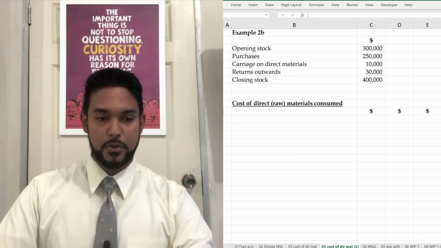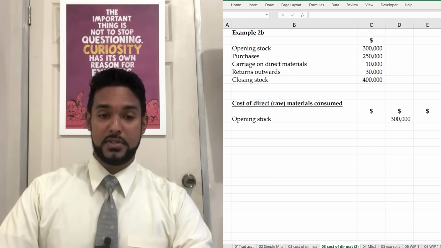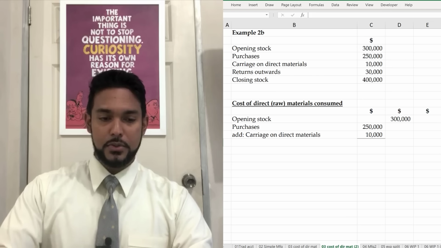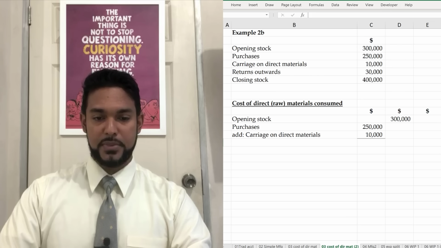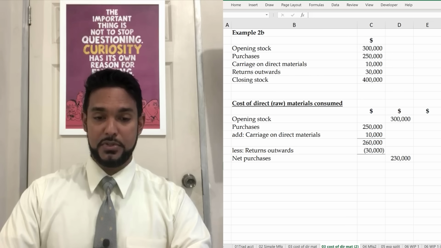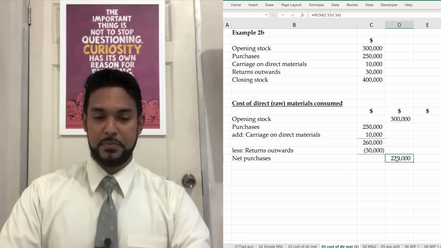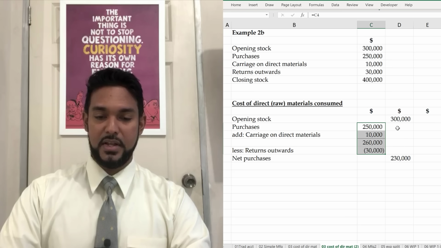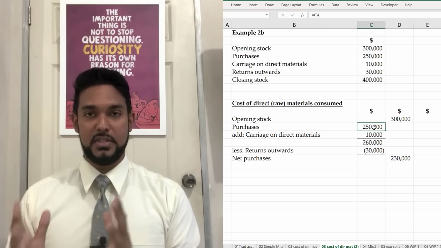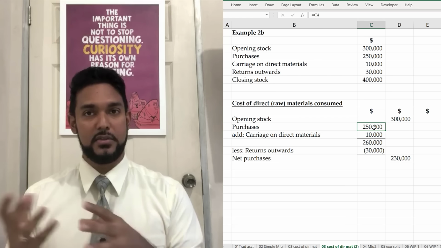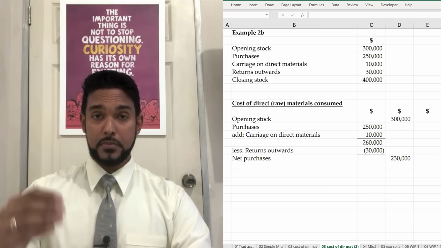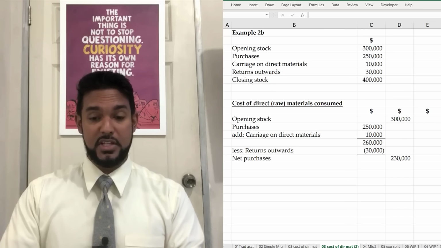So, cost of direct or raw materials consumed. Let's start with the opening stock of 300,000 plus the purchases, so we shift across a little bit. 10,000 is the carriage on direct materials, which gives us 260. We minus the 30 for returns upwards, and that gives us net purchases. We don't necessarily want all of this detail in this column, so we use separate columns to shift out certain details so that we can keep certain columns clearer. But the details are there nonetheless to the left, so if we want to see those details, we can.